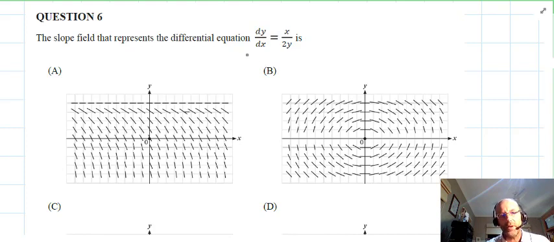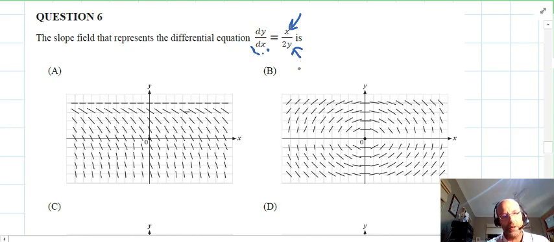Now we know dy/dx describes the slope or the gradient, and we look at the given expression x/(2y). We need to understand that both x and y have some effect on the slope field as we scan across, up and down, left and right. There's different types. Some only depend on x, some only depend on y, and some depend on both. And this one depends on both. So as we move along x, things will happen to the gradient, and as we move along the y-axis, certain things will happen to the gradient too.